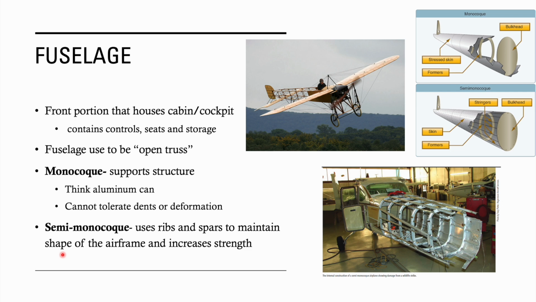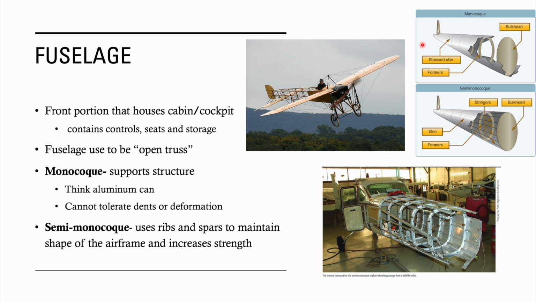So fuselage has gone through a couple changes over the years. First aircraft kind of looked like this, where it's basically just frames and spars. So this is called open truss. Obviously not the most aerodynamic, saves a lot of weight, but also not the most soundproof either, so it might be hard to hear an instructor.